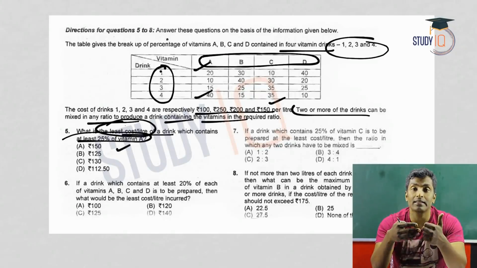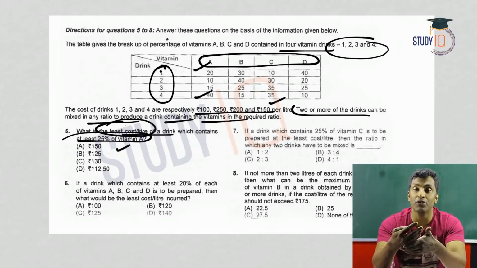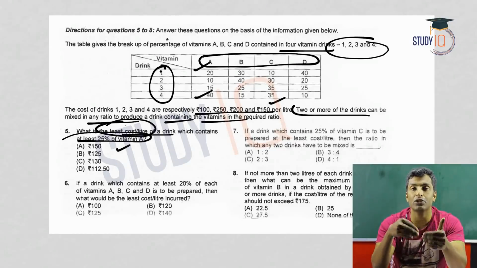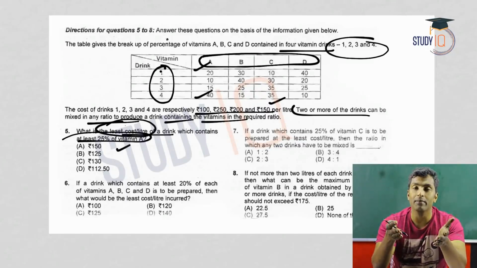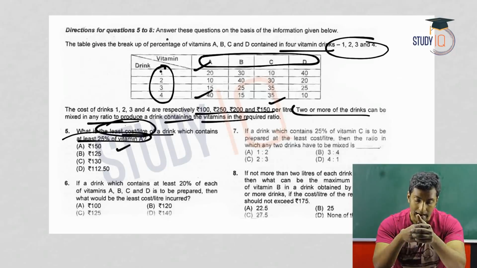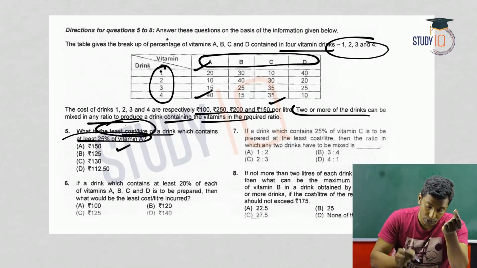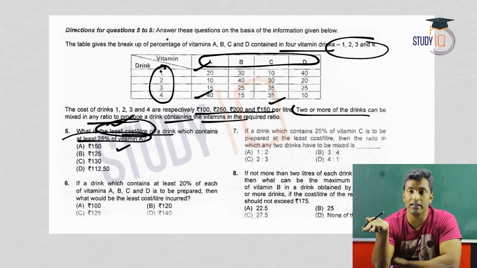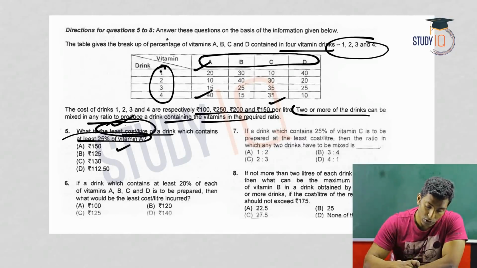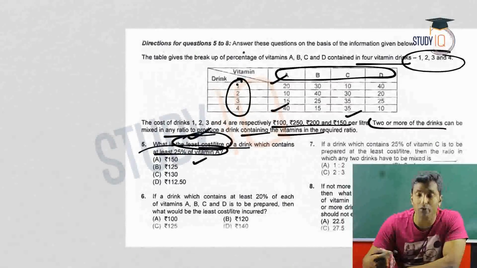But here, since in one of the drinks the vitamin percentage is more than what is expected, we can definitely mix these two drinks and get the required percentage of vitamin at the cheapest cost. Why I'm selecting 1 and 4 is because I am looking for cheap, at least cost per liter. Otherwise I can go for any other combination also, right? But for A, these are the two best combinations.